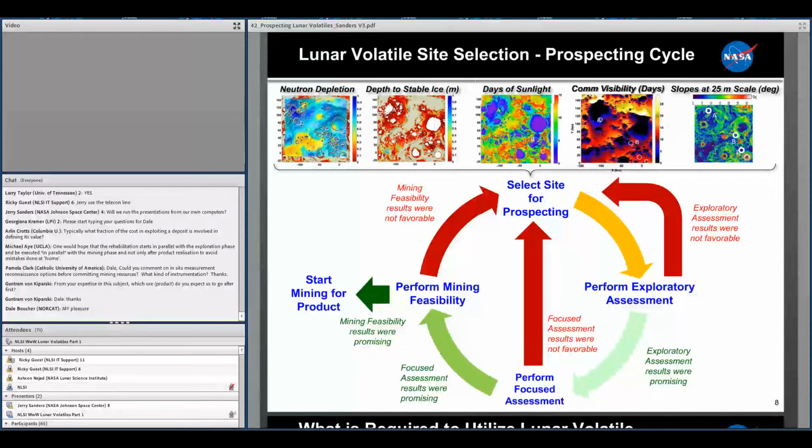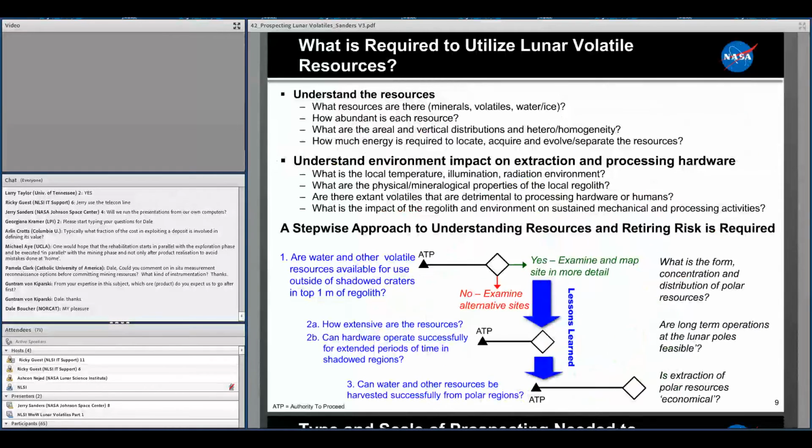If the data looks good, you now go on to performing your mining feasibility. If for some reason the terrain is extremely bad, or you can't set up your mining equipment properly, or there's a particular contaminant in the ore body, that may drive you once more towards selecting a different site. In the end, you hope for this start of the mining for product phase.